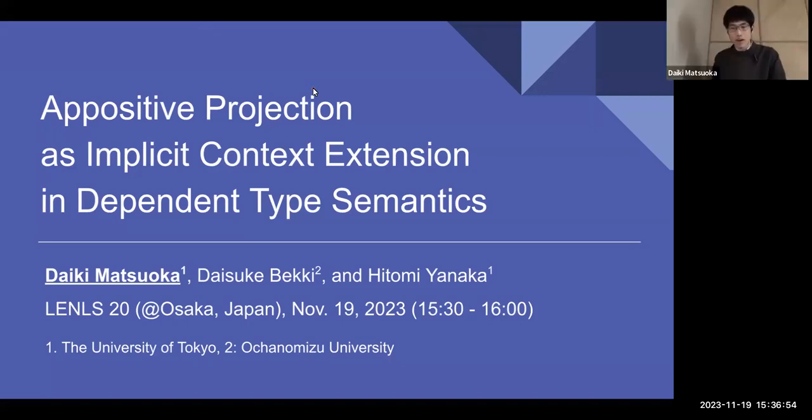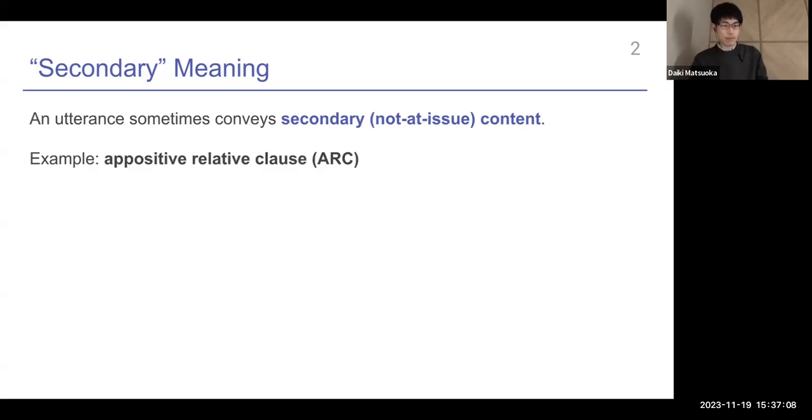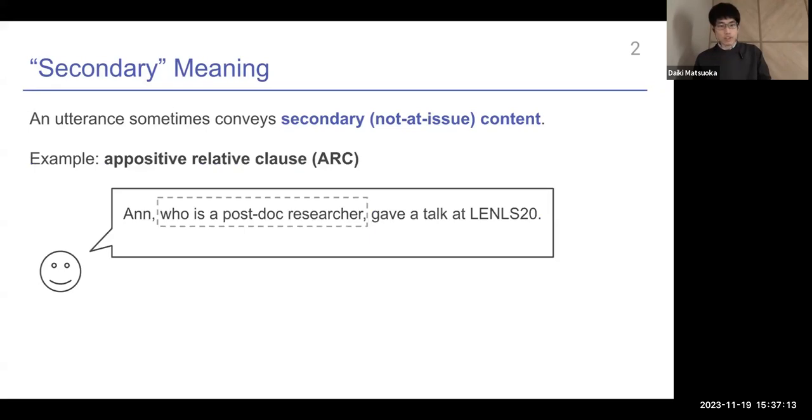So today I'll talk about our analysis of appositives with dependent type semantics. Let me start with a general observation that natural language can convey secondary content apart from the main point. Here's an example of an appositive relative clause, ARC. Anne, who is a postdoc researcher, gave a talk at 20. Here, the content of an ARC is not at issue, while that of the matrix clause is at issue.